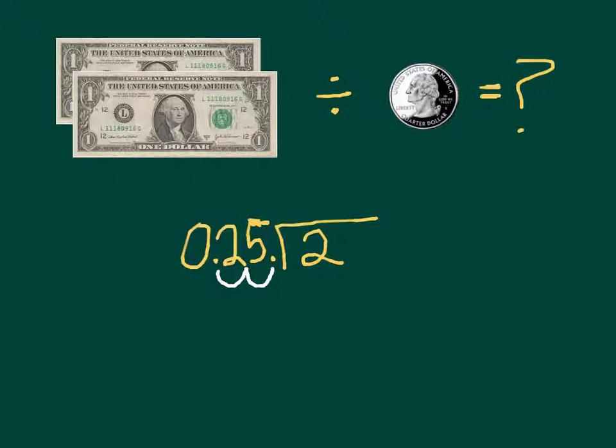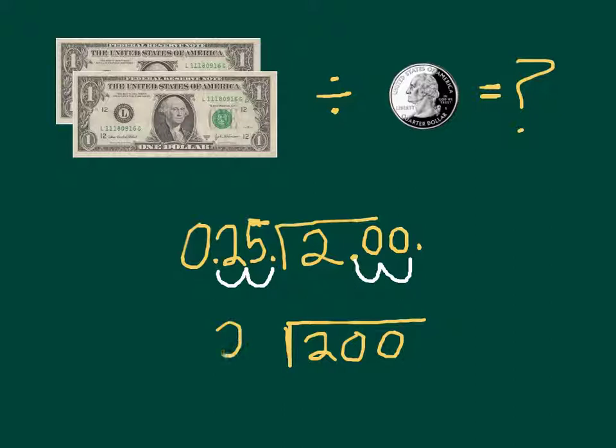Which means I have to remember that 2 has a decimal right here. And I'm going to move it 1, 2 spaces, the same number of spaces inside, which means I fill those empty places with zeros, and the decimal is going to be right here. I'm actually going to be doing the division problem 200 divided by 25. That's the same division problem.